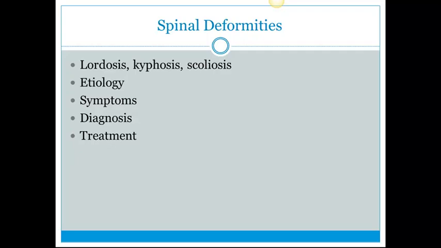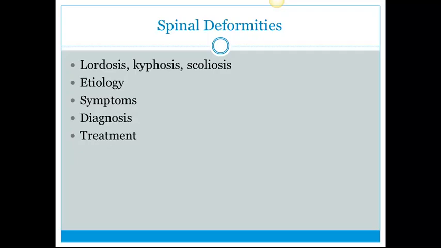Spinal deformities. When we talk about spinal deformities, we talk about lordosis, kyphosis, and scoliosis. The etiology of these can be congenital, poor posture, bone disease, and growth disorders. Some of the symptoms of all three of these will be back pain or discomfort. The diagnosis, we usually diagnose this by X-ray of the spine and possible MRI scans.